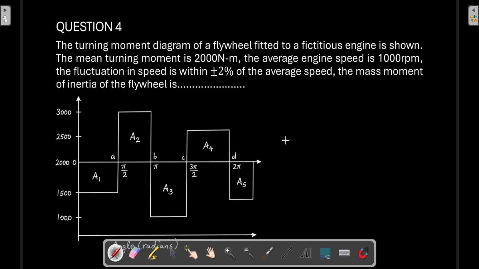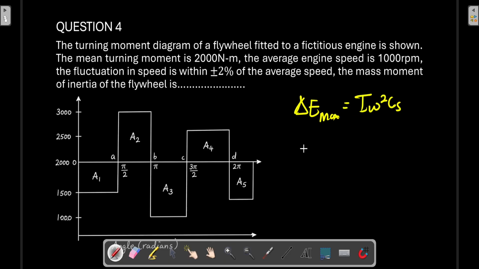Now this is quite simple because we already know how to find the fluctuation of an engine, and this particular maximum fluctuation is what will be stored by the flywheel. Now we know the relationship between the maximum engine fluctuation and the moment of inertia, or the polar moment of inertia, or the mass moment of inertia. This is the relationship. So this is quite simple.